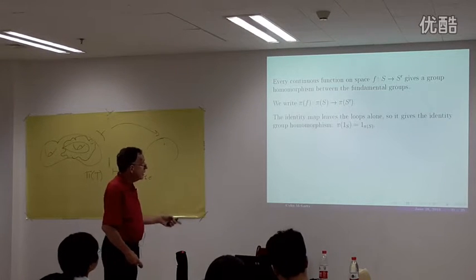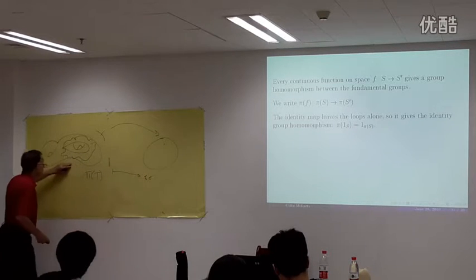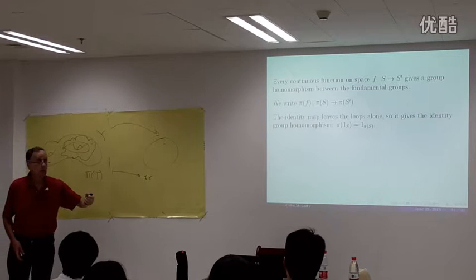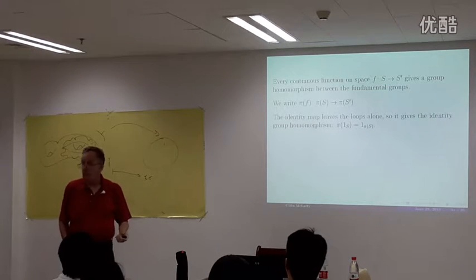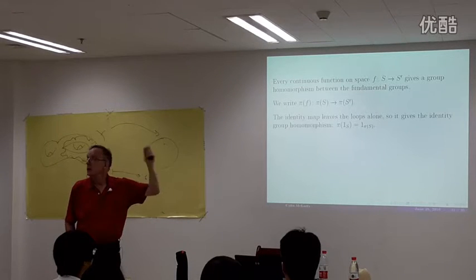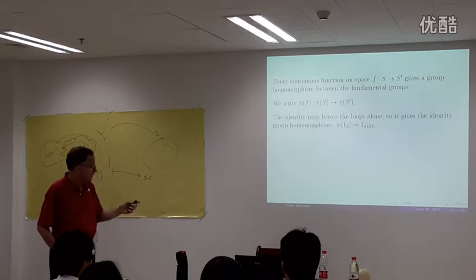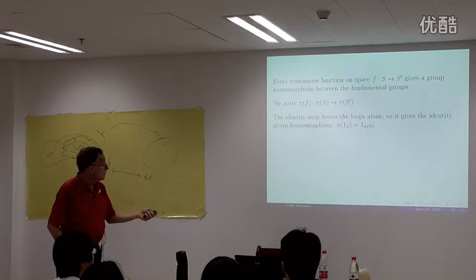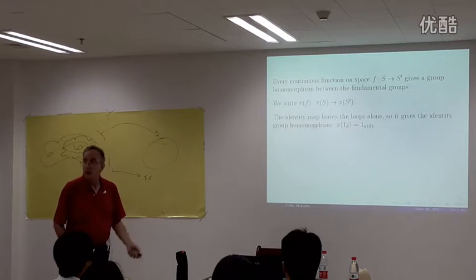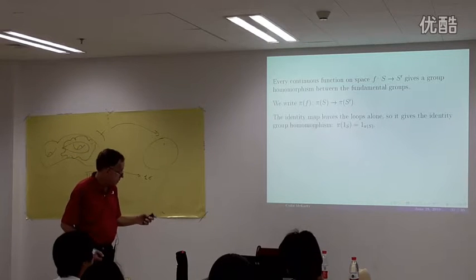Now, it's clear that the identity map leaves the loops alone. If I take this torus and just map it to itself, leaving every point where it was, then I left the loops exactly as they were. So I'm taking every element of the fundamental group and leaving it alone. I'm taking it back to itself. The fundamental group functor applied to the identity map is just the identity on the fundamental groups, because they don't change anything.